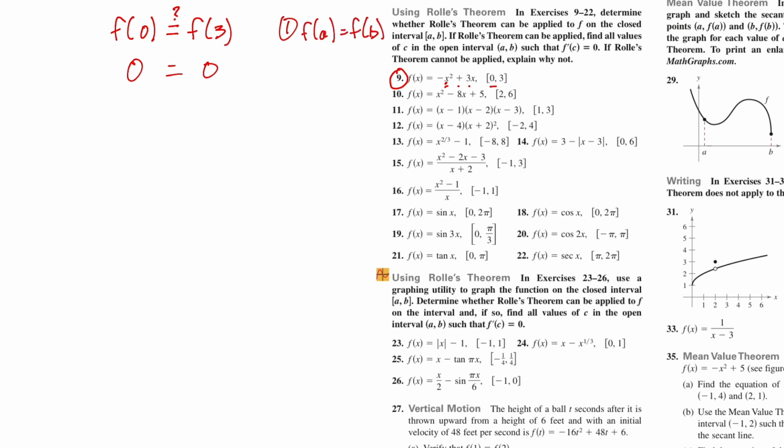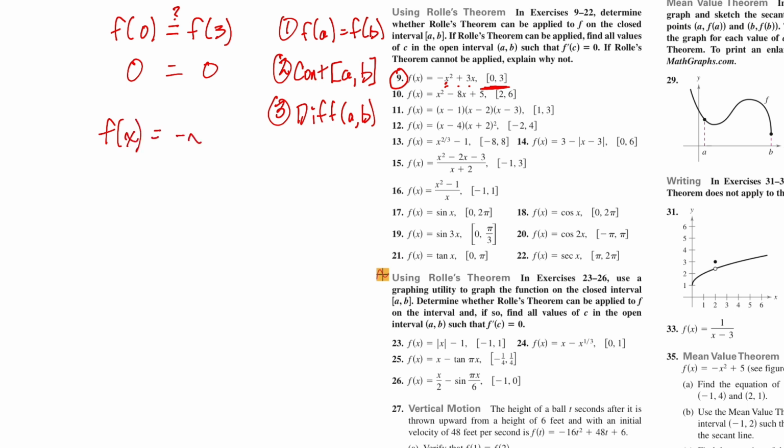Now the other thing, is it continuous? I'm going to abbreviate continuous. Is it continuous on the closed interval, a to b? So on this interval, 0 to 3. And it is, because it's a polynomial. And then the last question is it has to be differentiable on the open interval from a to b, which it's going to be. So that means I'm going to take f of x.